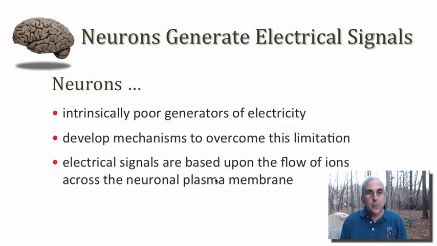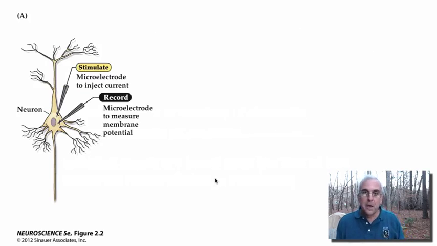So much of what we're going to be discussing in this unit of the course has to do with understanding how ions move across the neuronal plasma membrane. Okay, well, let's begin by considering an experiment.